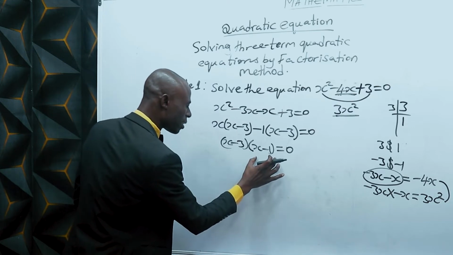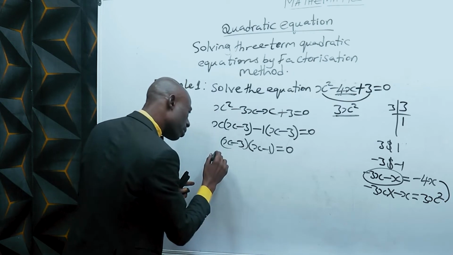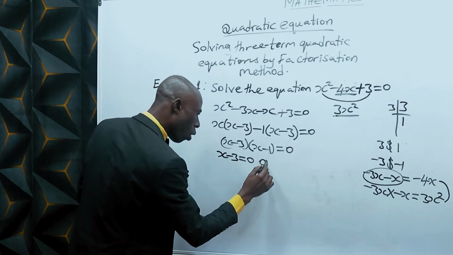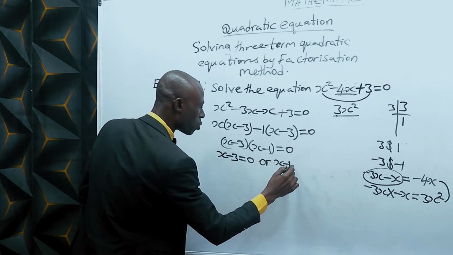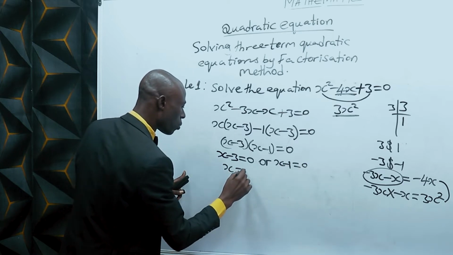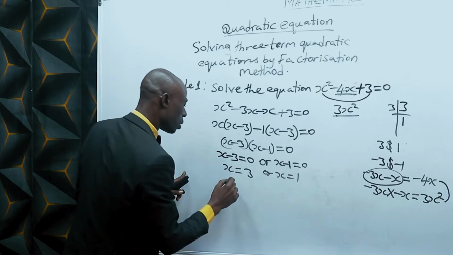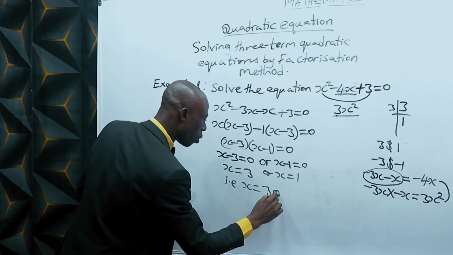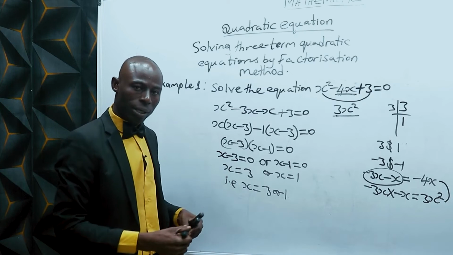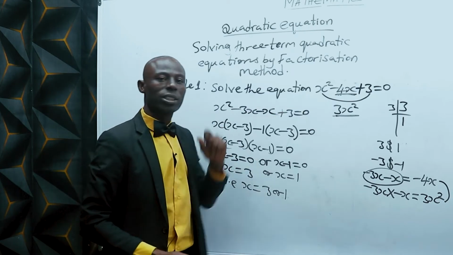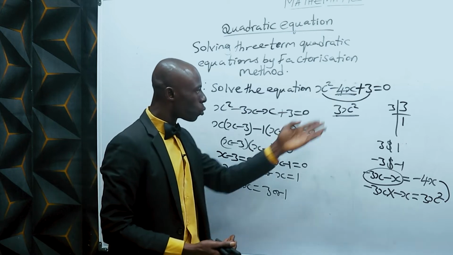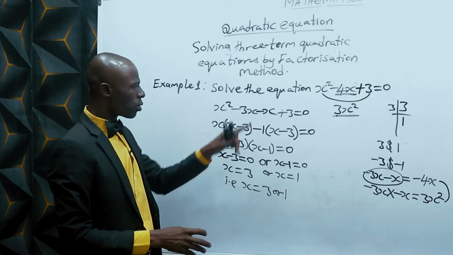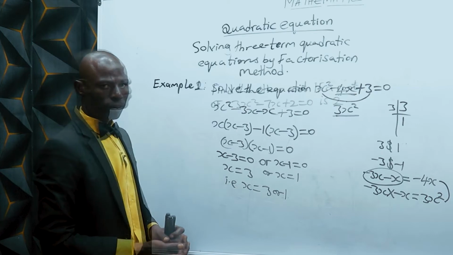Don't forget, when two brackets multiply each other and the result is 0, it means either of the brackets is equal to 0. That is, this bracket is equal to 0, or the second bracket, x minus 1, is equal to 0. Meaning x is equal to 3 or x is equal to 1. That is, x is equal to 3 or 1. So 3 and 1 are the roots of this equation. If you are asked to find the roots of this equation, 3 and 1 are the roots. That is the factorization way of solving this quadratic equation.